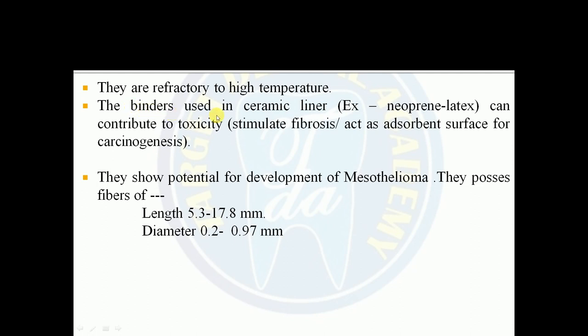The binders used in the ceramic liners are neoprene latex, which can contribute to toxicity, stimulate fibrosis, and act as an adsorbent surface for carcinogenesis. So they show potential for development of mesothelioma, the fatal tumor. They possess fibers of length 5.3 to 17.8 millimeter with a diameter of 0.2 to 0.97 millimeter.